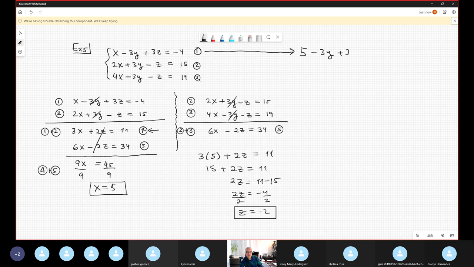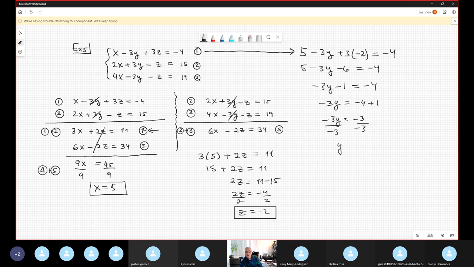Plus 3 times negative 2, be careful with the signs. C is negative 2, so you replace. Equal negative 4. Okay, so x times 1 minus 3y, multiplication is minus 6. Equal negative 4. 5 minus 6 is negative 1. Minus 3y minus 1 equal negative 4. Minus 3y is equal to minus 4 plus 1, which is minus 3. Divide both sides by minus 3. y is equal to positive 1.